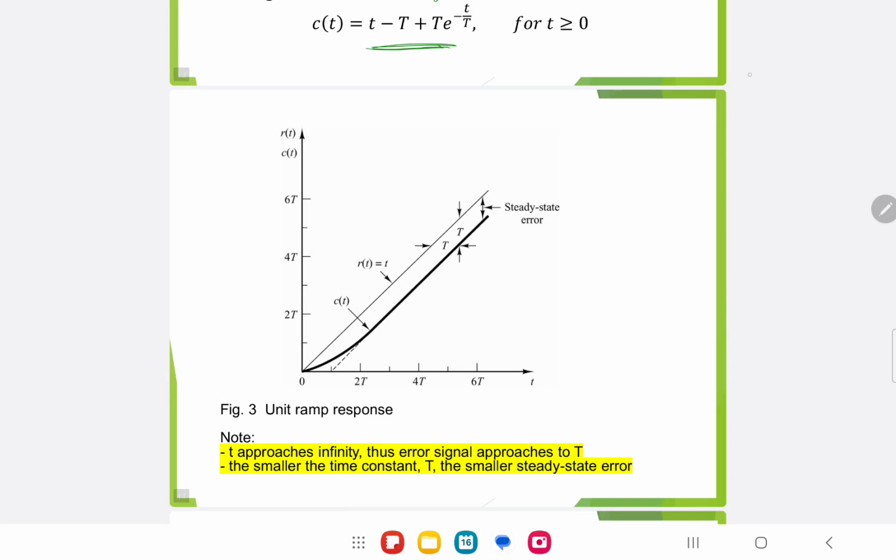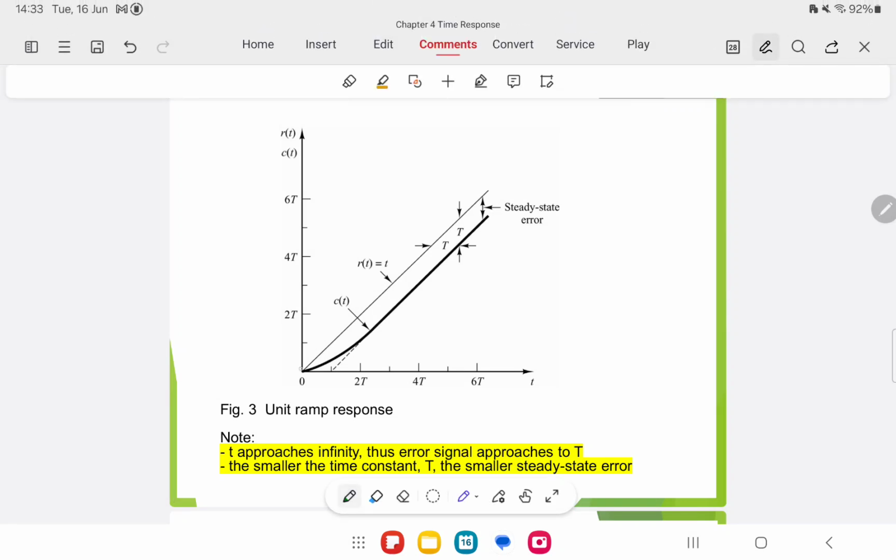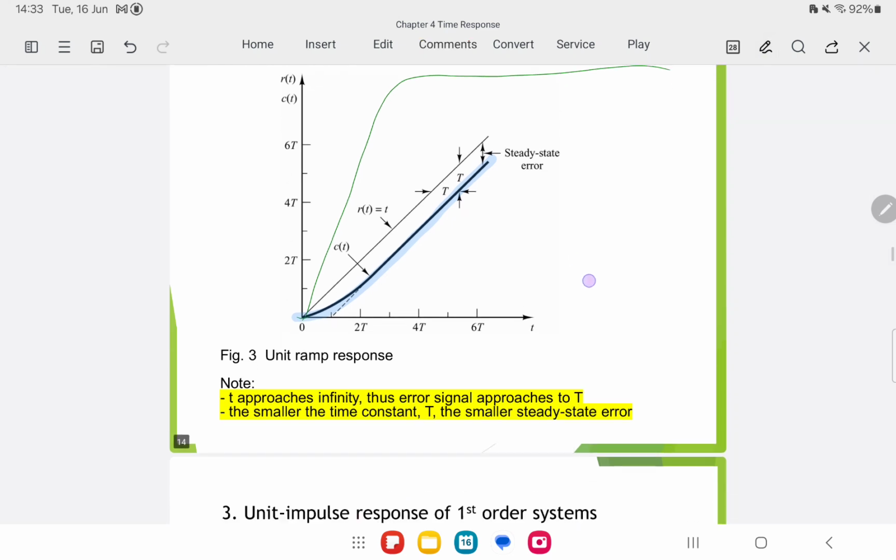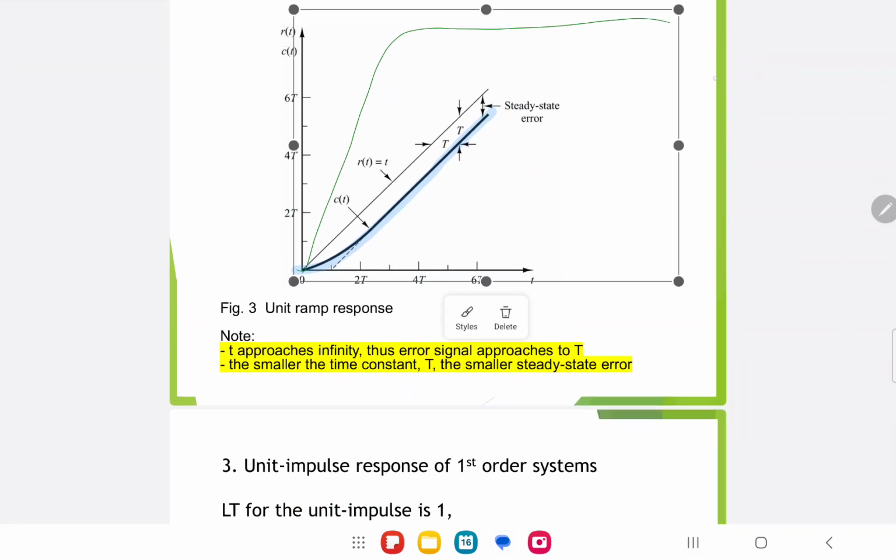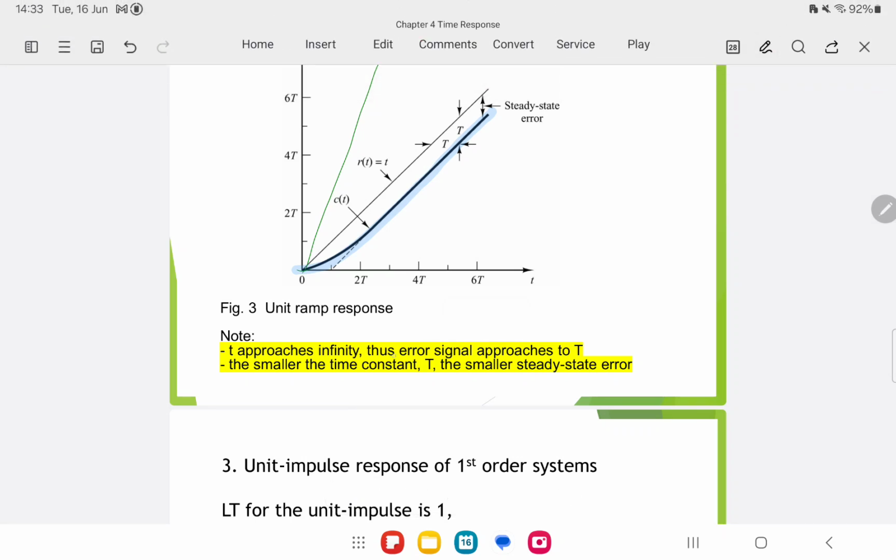And unit, kalau for unit step tadi we can get the graph macam tu kan. Okay, for unit ramp it is terbalik sikit, like this. Okay, so this one for unit ramp punya graph. Okay, as t approaches infinity, the error signal approaches to t. Okay, larger time constant causes the larger lag in between.